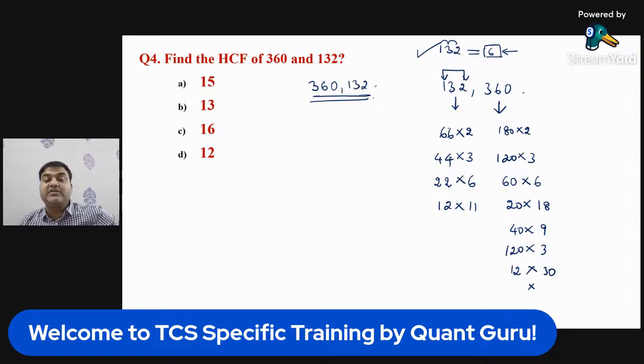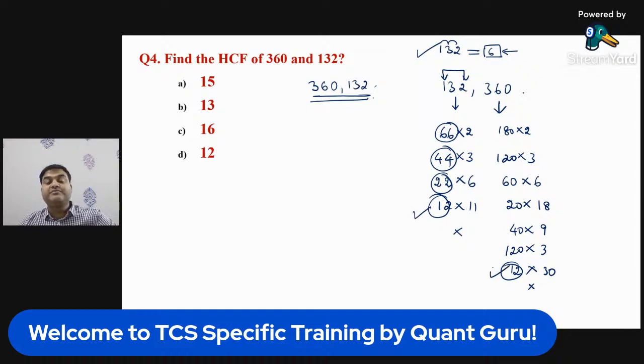If you see the factors, whether 66 is there somewhere, you will see no. 44, bigger numbers and all. Is 44 there somewhere? No. Is 22 there somewhere? No. Is 12 there somewhere? Yes, 12 is there. So that is the highest common factor. No problem, check with some other number. What will you get at last?